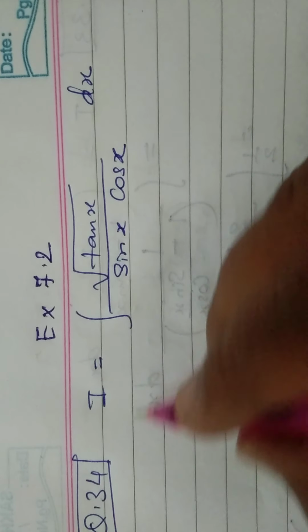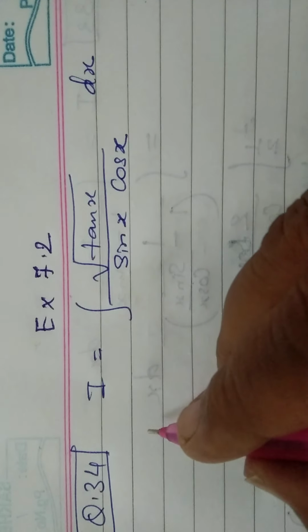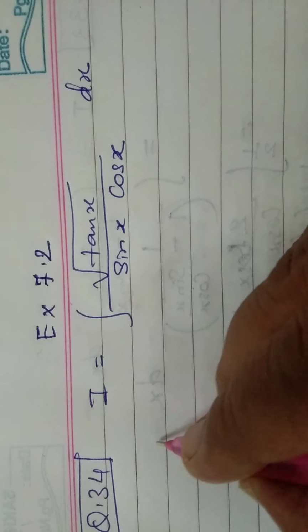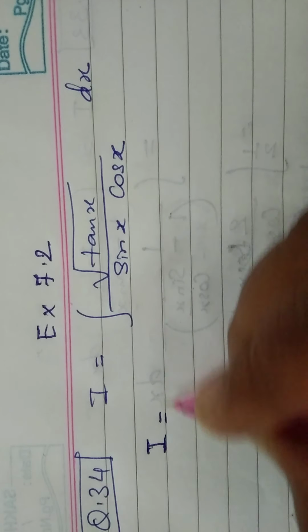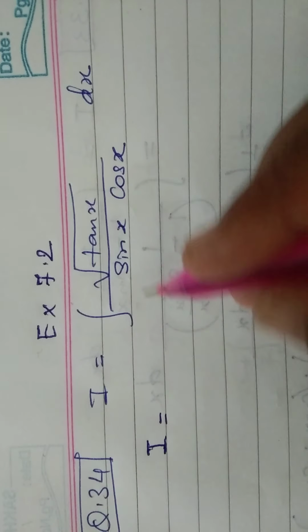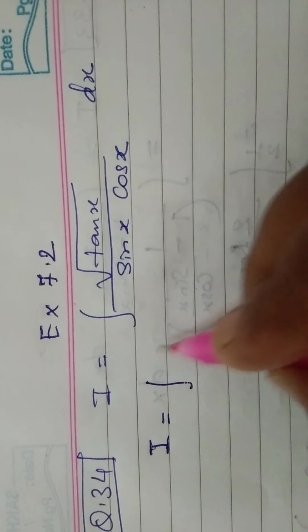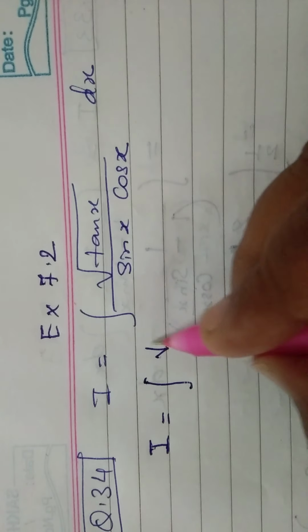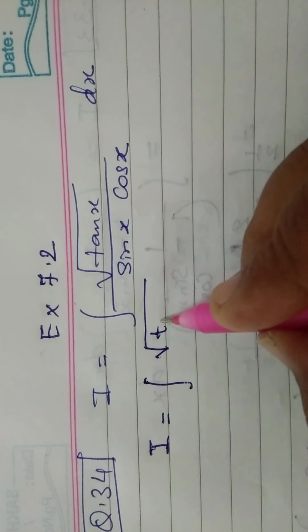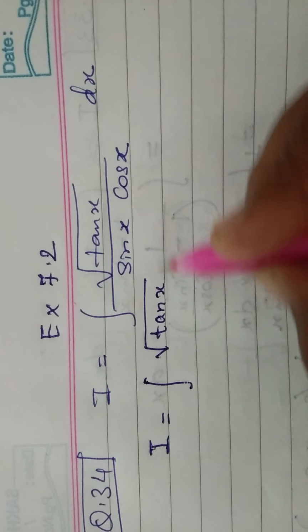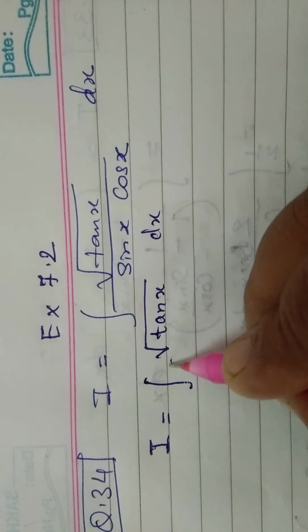Okay, let's continue with exercise 7.2. We have reached question 34. So, I is equal to integral. Now, we were doing this exercise by the method of substitution. Some substitution we were doing for easy simplification.